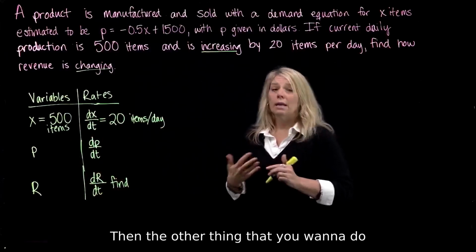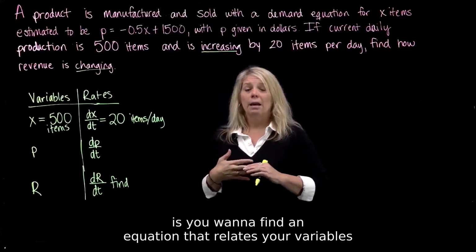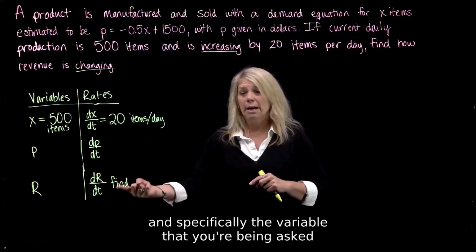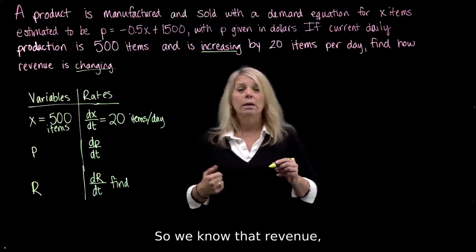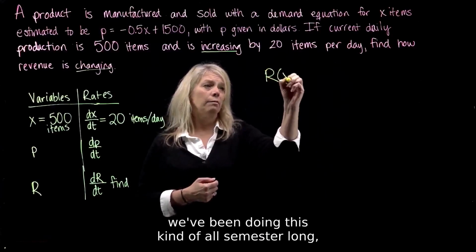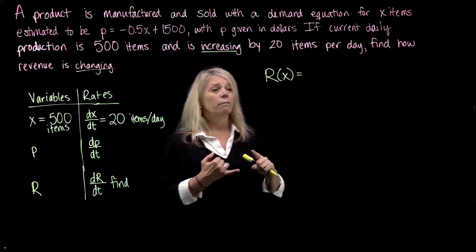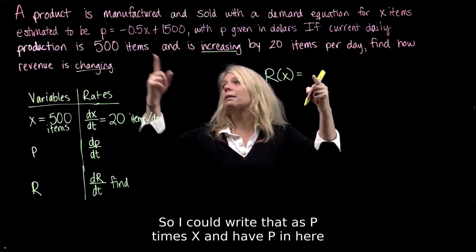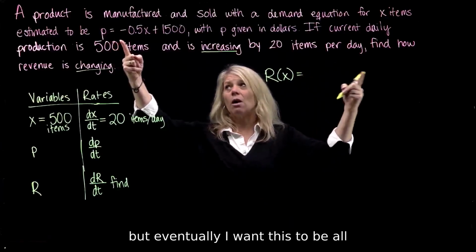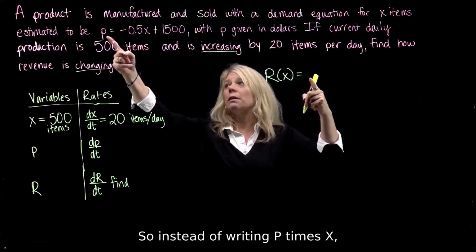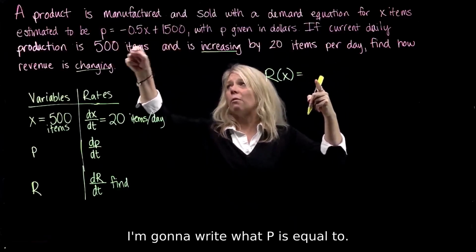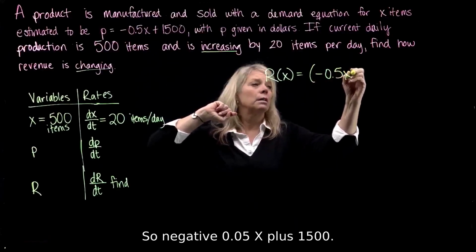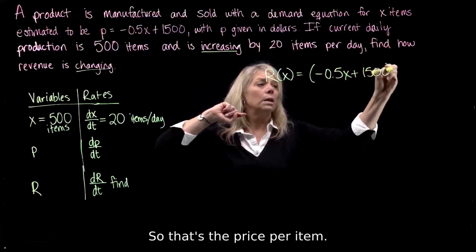Then the other thing that you want to do is you want to find an equation that relates your variables, and specifically the variable that you're being asked to find the rate of change for. So we know that revenue, we've been doing this kind of all semester long, revenue is price times quantity. So I could write that as P times X and have P in here, but eventually I want this to be all in terms of one variable, X. So instead of writing P times X, I'm going to write what P is equal to. So negative 0.05 X plus 1,500. So that's the price per item.